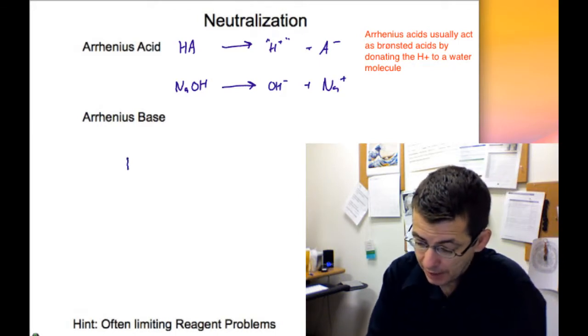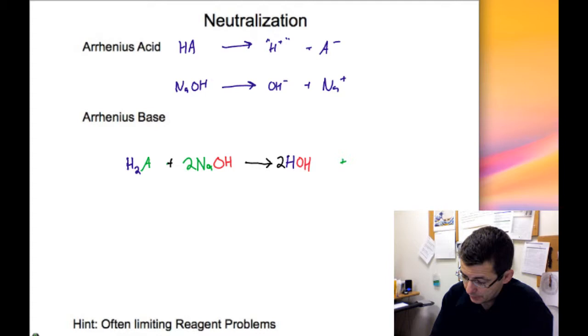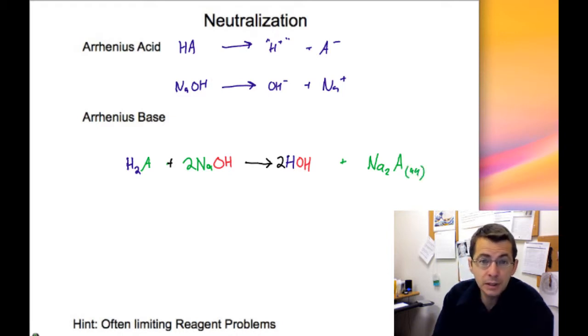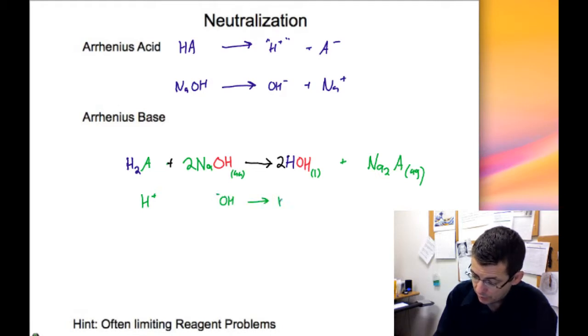In a neutralization reaction, the hydroxide ions react with the hydrogen ions to create water, and usually some sort of salt that remains aqueous in solution, but not always. The water comes out as a liquid, and these two aqueous species, the hydrogen ions and the hydroxide ions, combine to form H2O.